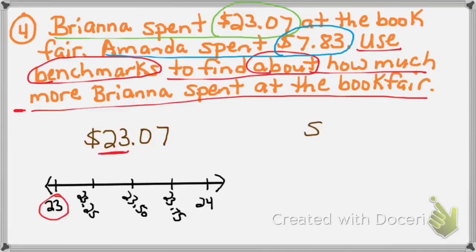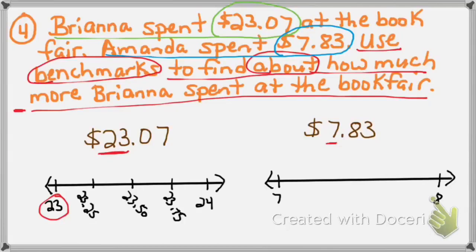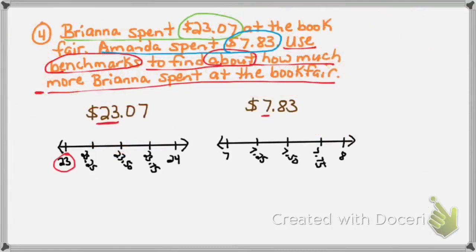Okay, let's take Amanda's money, which was $7.83. Underline the whole dollars, which is 7. Make my number line. It's going to be the 7 plus 1 will be 8. Divide it in half, and each section in half again. If it's money after 7, I have $7.25, plus another quarter is $7.50, plus another quarter is $7.75. And what benchmark do you think $7.83 is closest to?